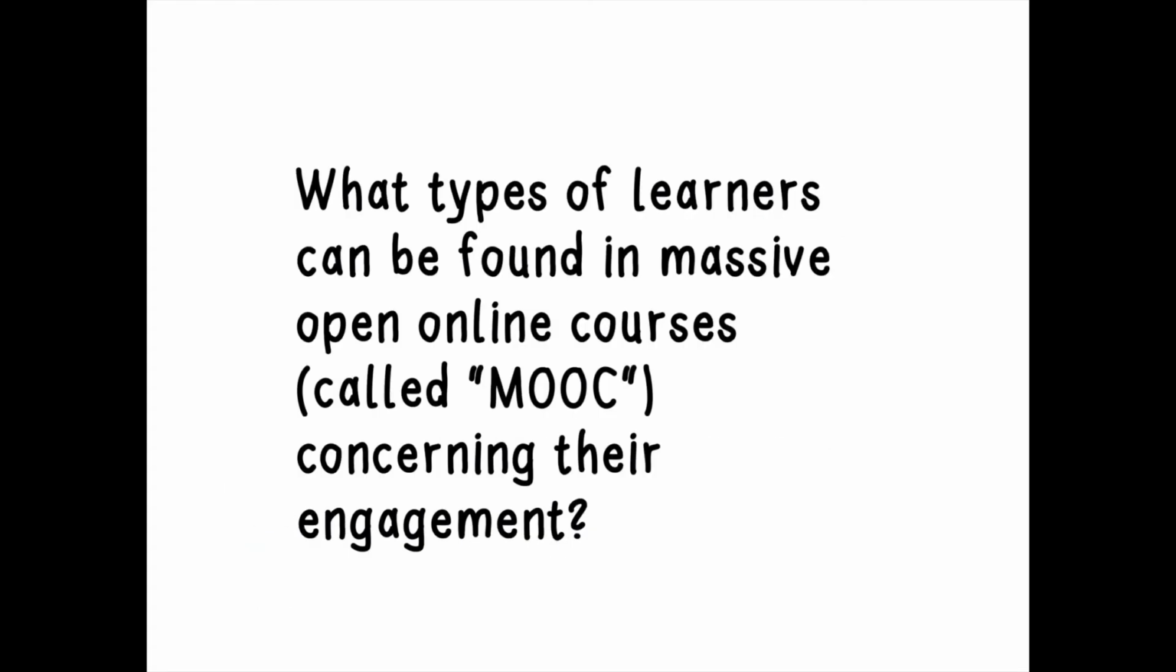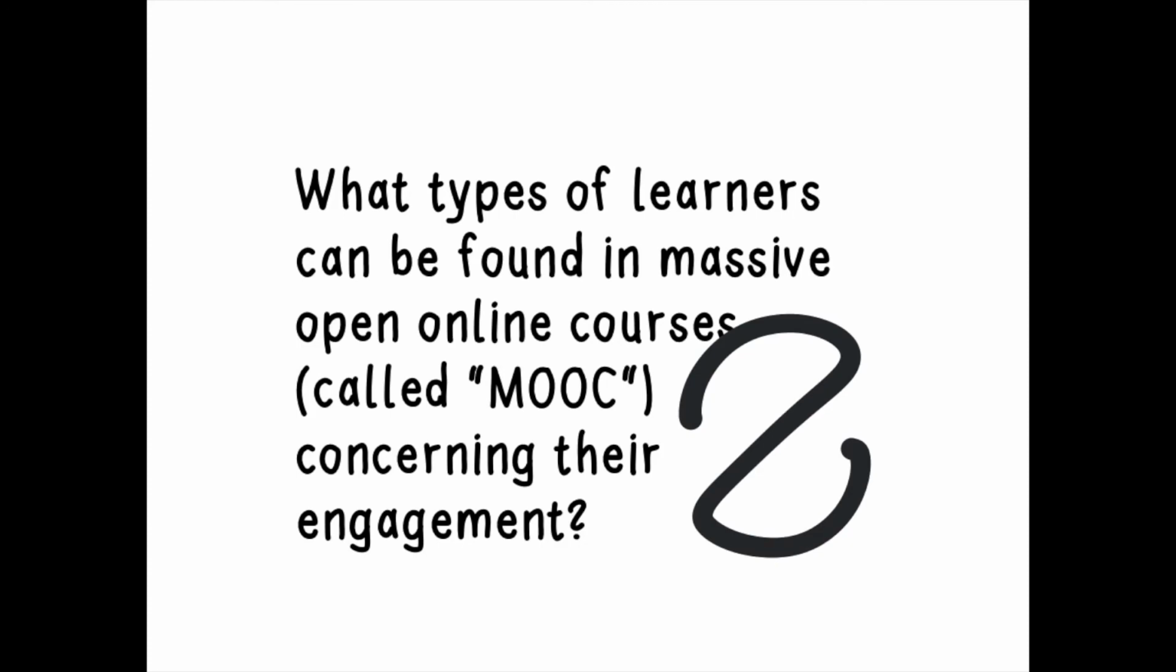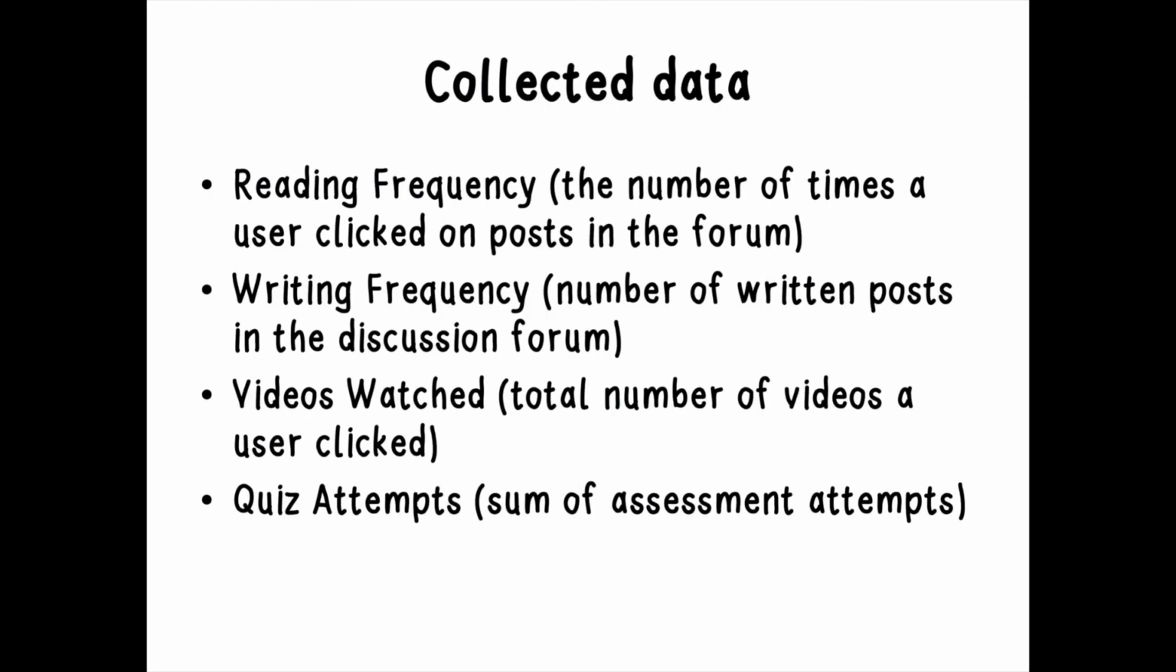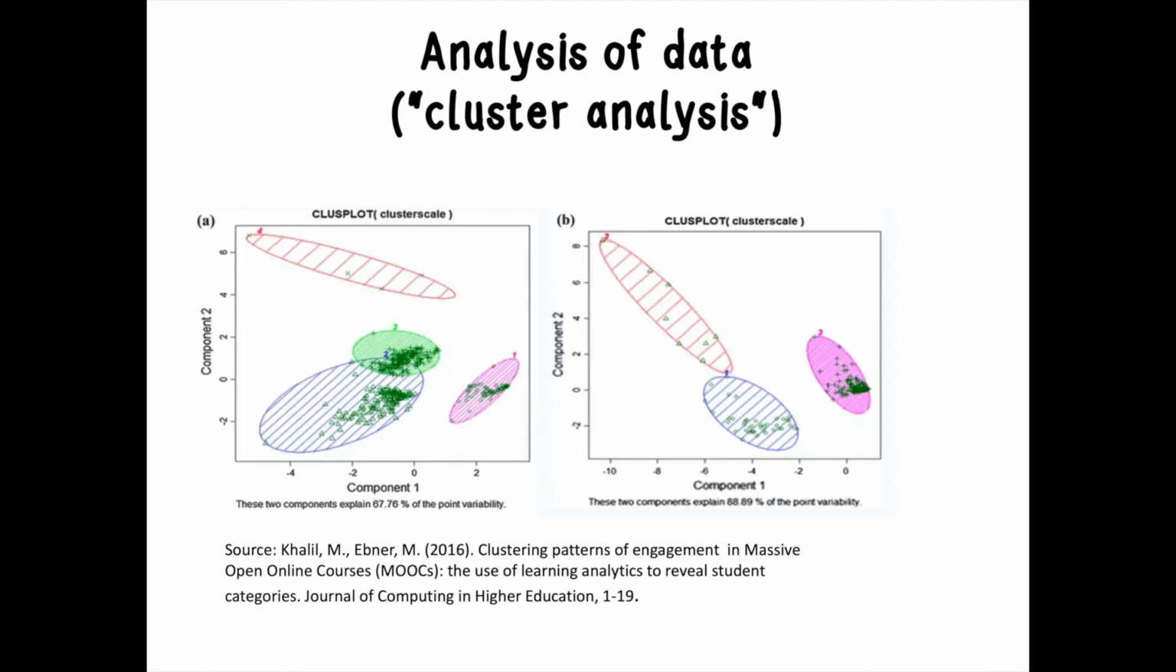Two researchers at the university, Mohamed Khalil and Martin Ebner, wanted to know what types of learners can be found in massive open online courses concerning their engagement. So they collected data about the learners. They collected reading frequencies, writing frequencies, the videos watched, and quiz attempts. Then they took the data and made a so-called cluster analysis. With this approach, different patterns of user behavior or activities can be identified.